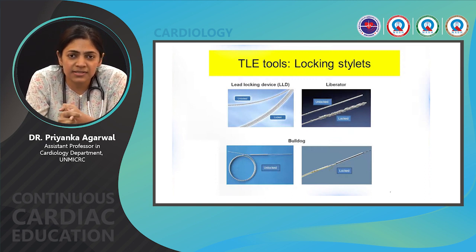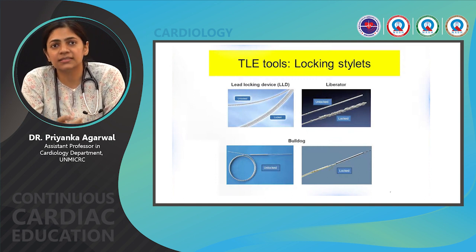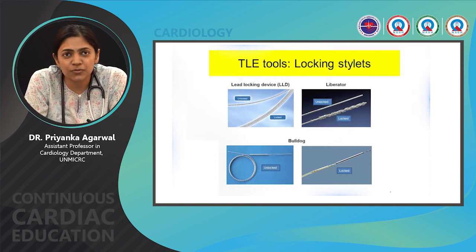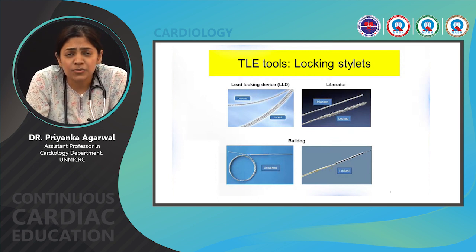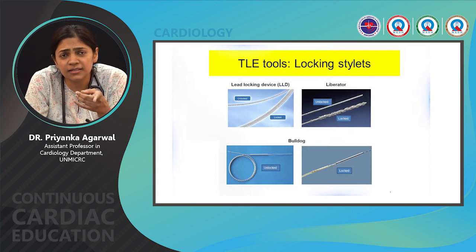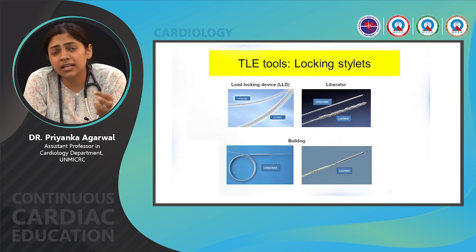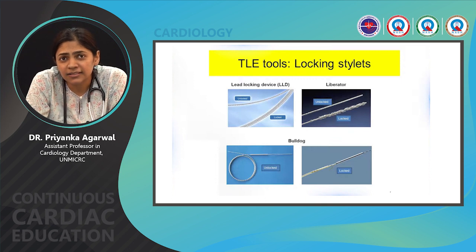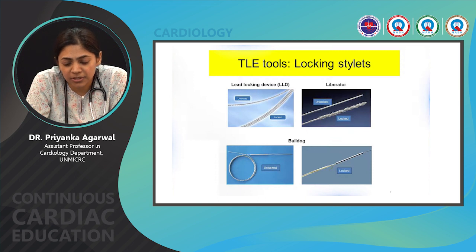There are various companies providing lead locking devices. First, which we use in our setup, is the Philips Spectranetics LLD devices. The other is the Liberator, which just locks the lead at the tip. The other is Bulldog. Here in the first picture you might be seeing it. When the LLD is undeployed, it is thin. The moment it is deployed, it becomes fat. Once the LLD has been deployed, it cannot be reused or taken out.